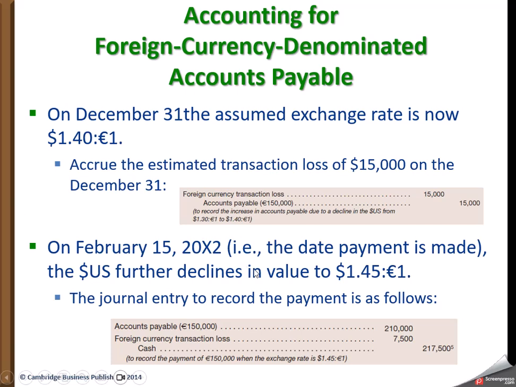Then the dollar goes down even further. Now it takes $1.45 to buy the euro. So again, we need to pay off the supplier at that current exchange rate. So then the 150,000 euros times the $1.45, it's going to take 217,500 US dollars to pay for that. We have 210,000 set aside in our accounts payable. So again, we have another foreign currency loss.